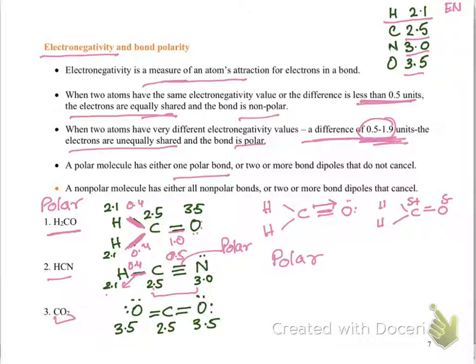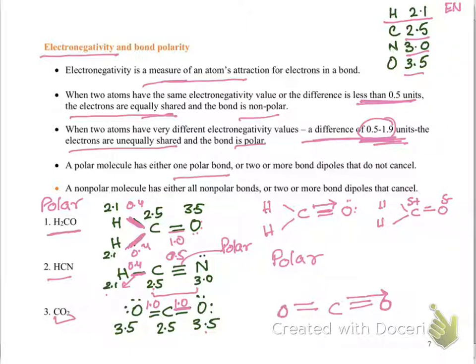CO2, we were able to explain it on the last slide as AB2 and nonpolar, but then here's one thing. Here this difference is 3.5 minus 2.5 is 1.0. This is also 1.0. So the difference is more than 0.4. Then why is this molecule not polar? Because here, what's happening, oxygen being more electronegative, is pulling the electrons towards itself.